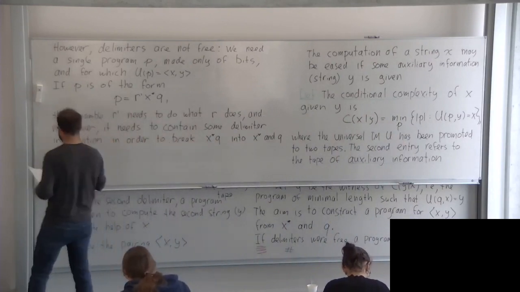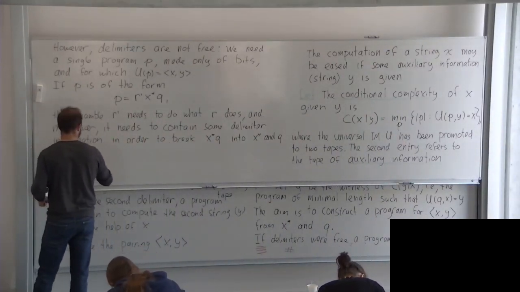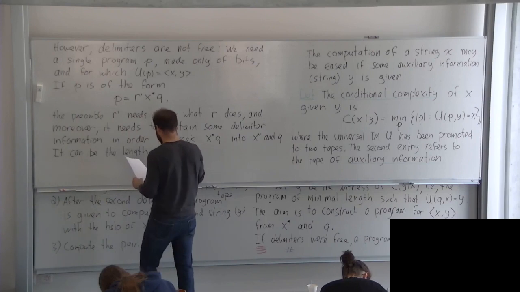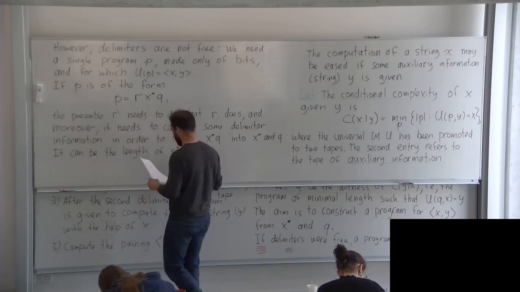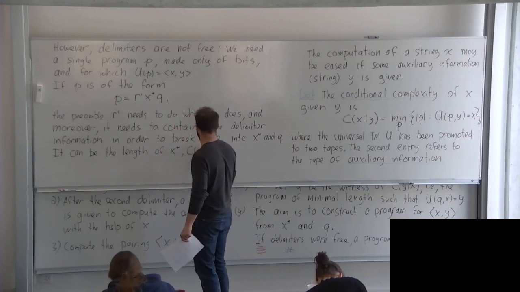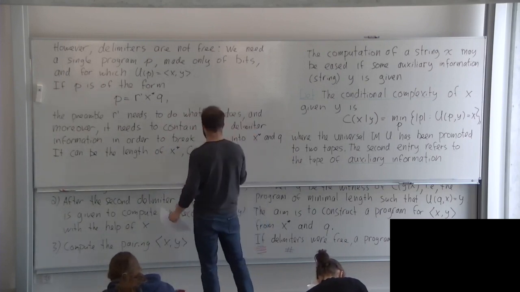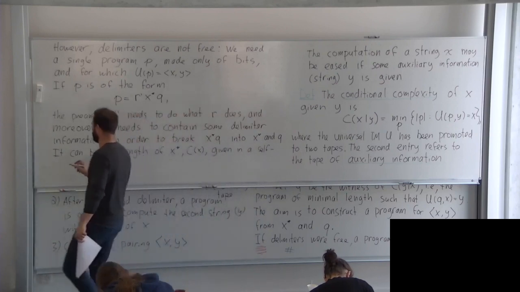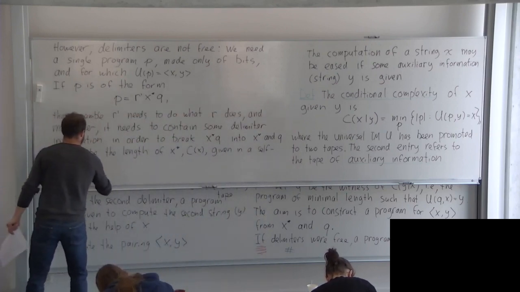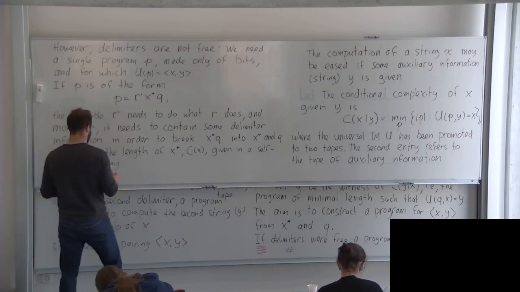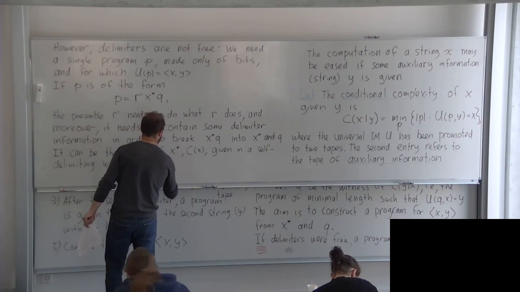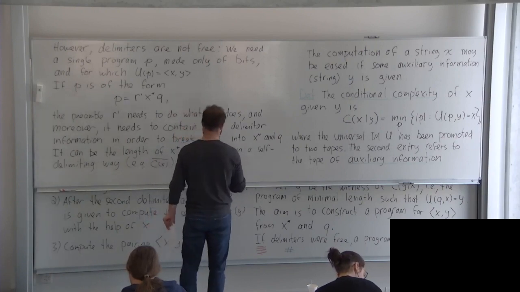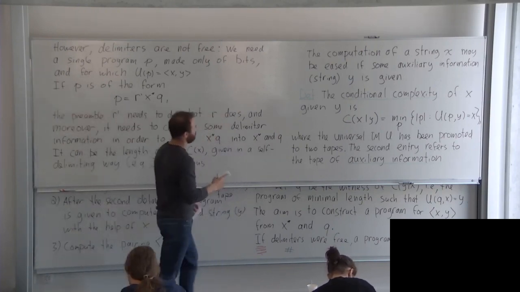One way of doing that can be the length of X star, which we know is C of X, given in a self-delimiting way, for example as C of X bar. Thus, what do we find?